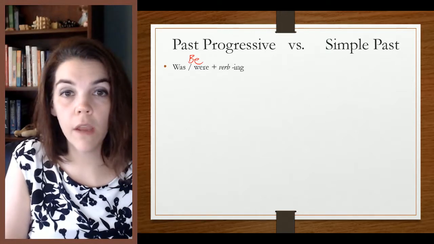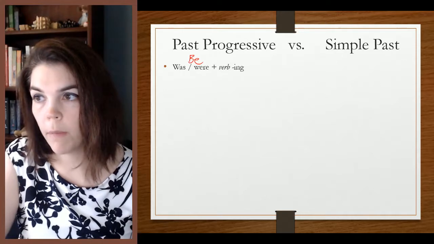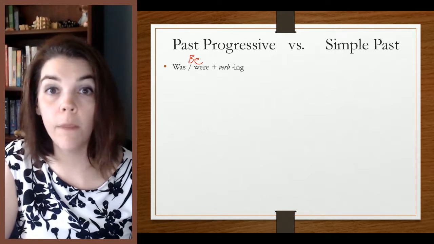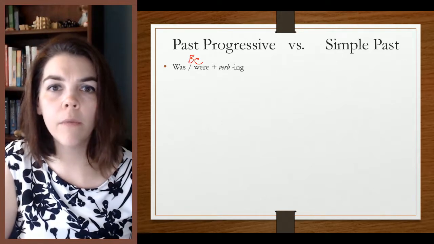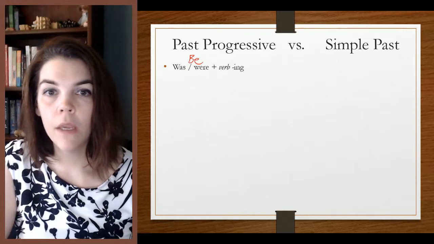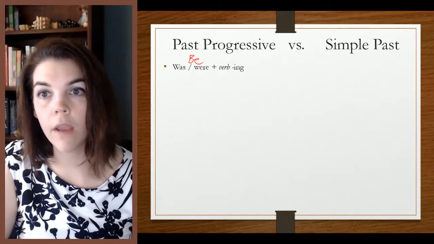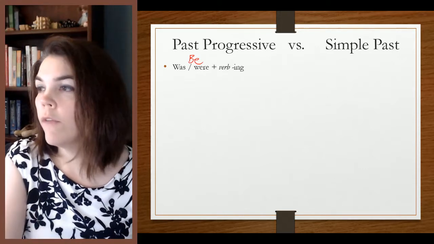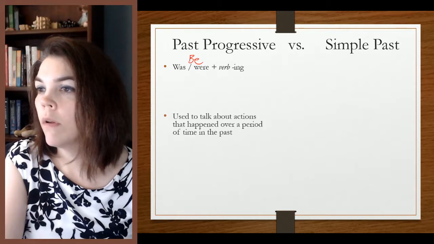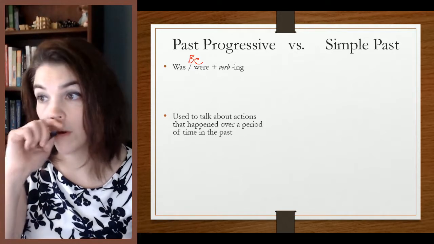The mistake that I often see students make when they're using past progressive is they'll forget the be. They'll say, "I reading yesterday." And that's not correct. We'll continue with past progressive.